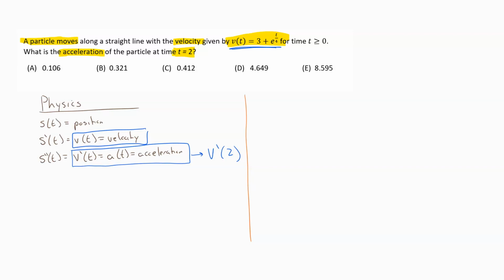When I need to find the derivative at a specific value, at a specific point, I can do that in my calculator real quick and easy. What I'm going to do is take my function that I'm trying to find the derivative of, and put that into y1. So in this situation, I would put 3 plus e, and whatever letter they call it, you always replace it with an x.